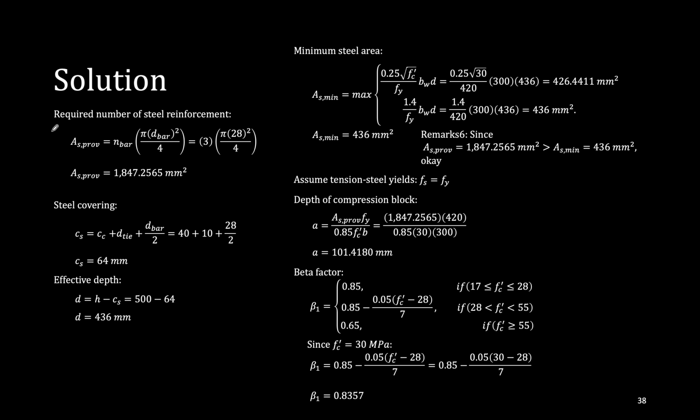So for our solution, first, determine muna natin yung required number of steel reinforcement. So yung provided na steel area is equivalent to the number of bars times pi d squared all over 4. So number of bars is 3, yung diameter ng bar is 28. So yung calculated na provided na steel area is 1847. After that, we're going to solve for the steel covering.